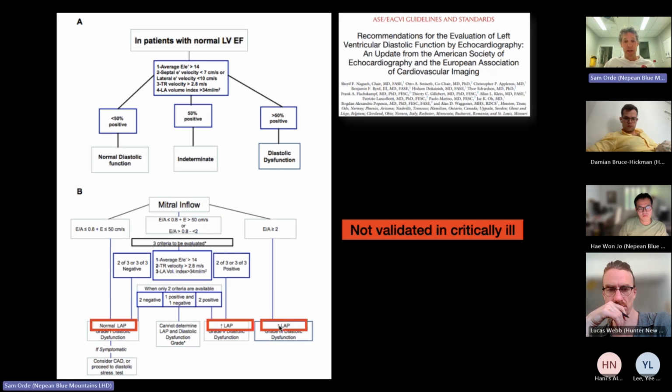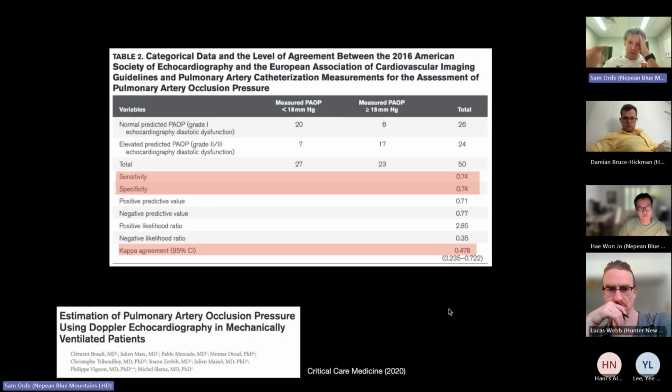So what the hell do we do in the critically ill? Well, they looked at these guidelines with Michelle Slama's group, Apinamia, and they had, I think it was something like 50 or 60 patients. I could have got that wrong. And they had these patients that had wedge pressures that they could then measure. And what they found is that, unfortunately, using those 2016 guidelines, the sensitivity and specificity was like 0.74, and you've got an agreement value of like 0.5. That's not magic. It's not awful, but it's not brilliant.